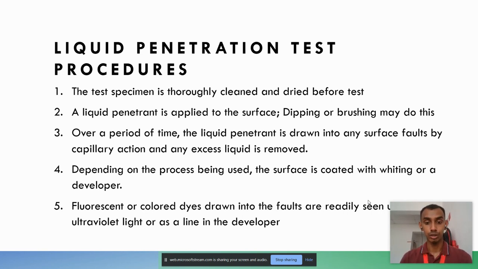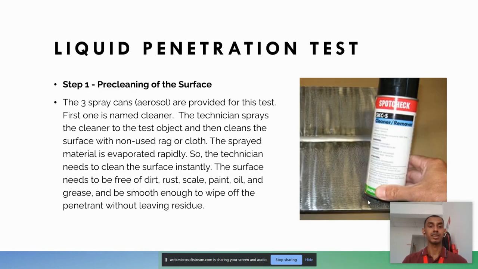Depending on the process being used, the surface is coated with whiting or a developer. Fluorescent or colored dyes drawn into the faults are readily seen under ultraviolet light or as a line in the developer. Okay, to go further into each process, step 1 is pre-cleaning of the surface.